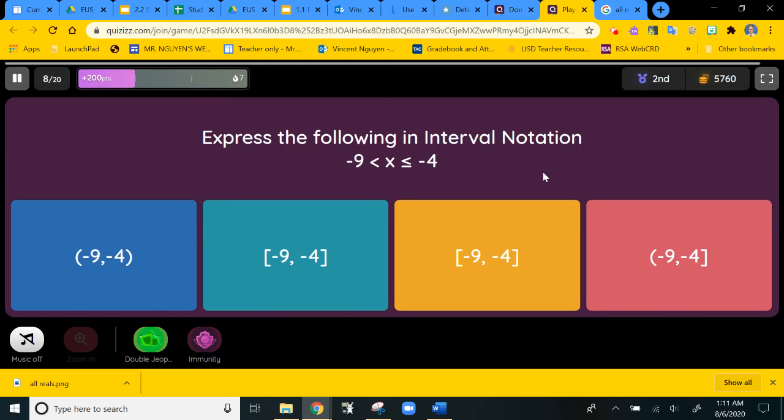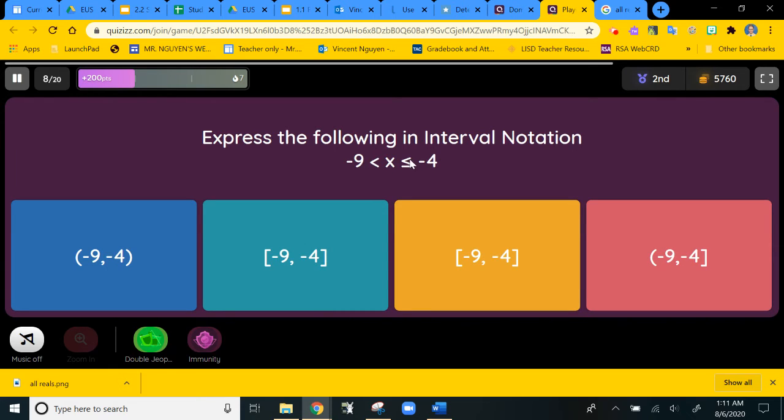Express the following in interval notation. So we're given what is called set builder notation, but it's an inequality, right? And then we're going to put it in interval notation. Well, in interval notation the inequality is replaced by a comma, right? We replace the comma in between the starting point and the ending point.